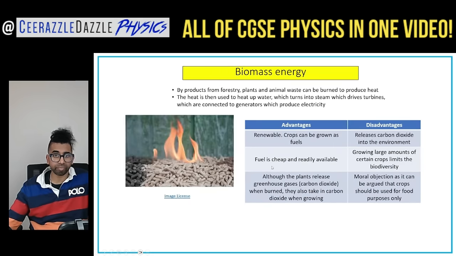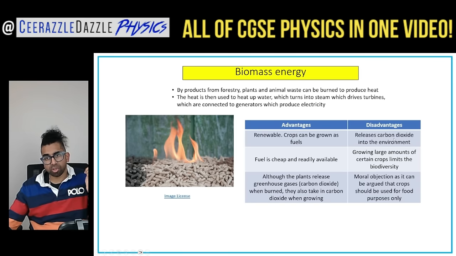Biomass energy. So the byproducts from forestry, plants and animal waste can be burned to produce heat. So that heat is then used to heat up water and then the turbines and the generator. The advantages are going to be, so crops are grown as fuels, so therefore it's going to be renewable. The fuel is cheap and readily available because you're planting each time. And although the plants release greenhouse gases when you burn it, they also take in carbon dioxide when they're growing, because obviously photosynthesis is taking place.